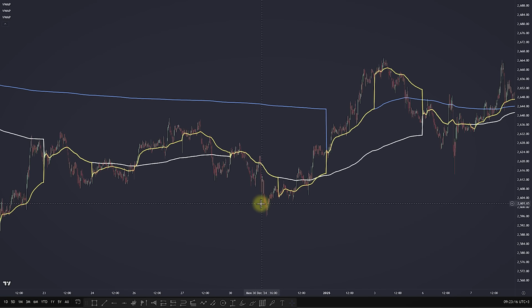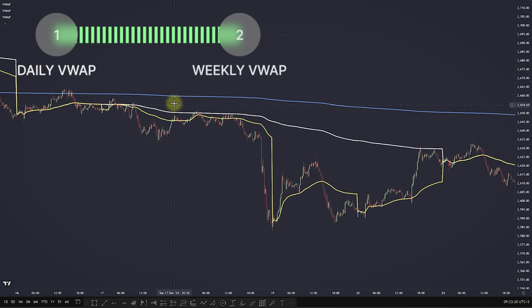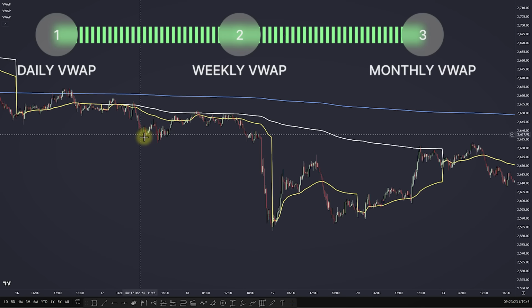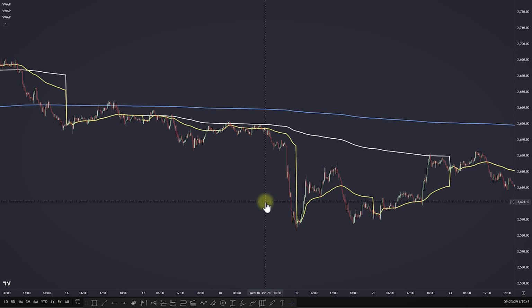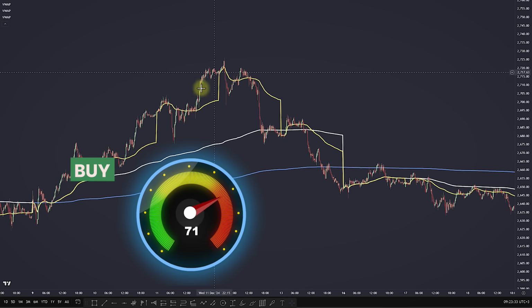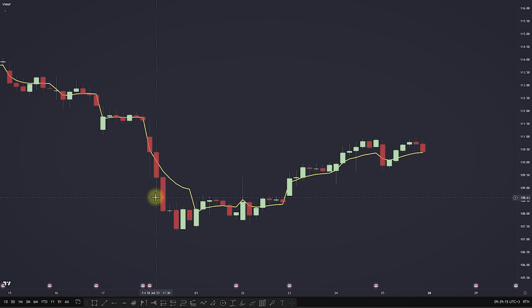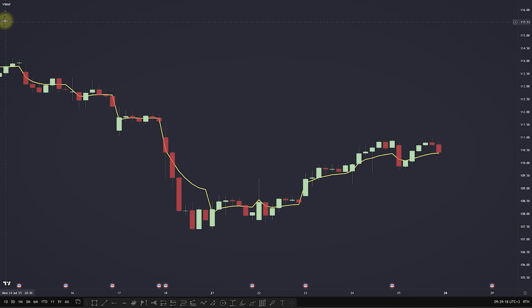The opposite is true for bearish stacks. When monthly is above weekly, is above daily, and price is below all three, institutional money is aligned to the downside. This is how you avoid fighting against billion-dollar flows and start trading with them instead. Let me show you a hidden pattern that most traders never discover.